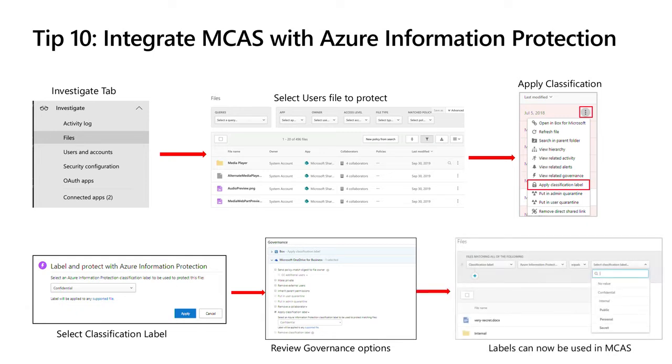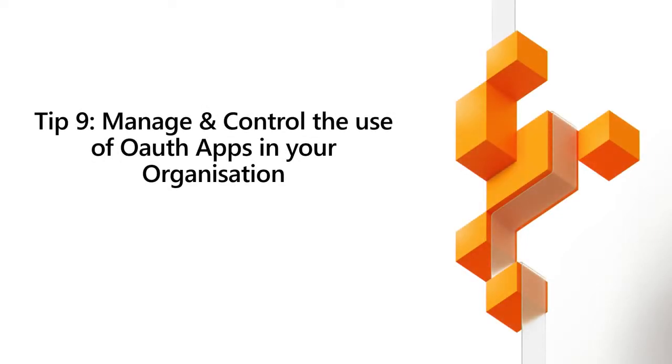Once you've done that, of course, labels can now be seen and viewed in MCAS. So you as a security administrator can then label those documents accordingly for compliance reasons. So that's my number 10 tip, okay? So integrate with information rights management.